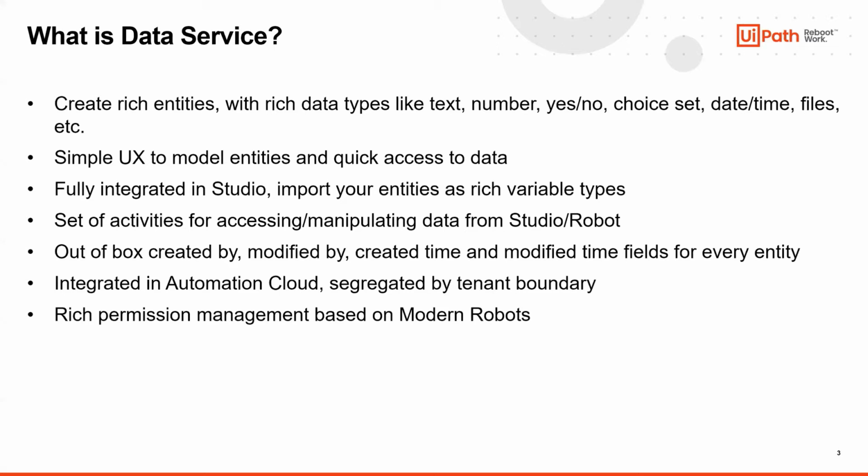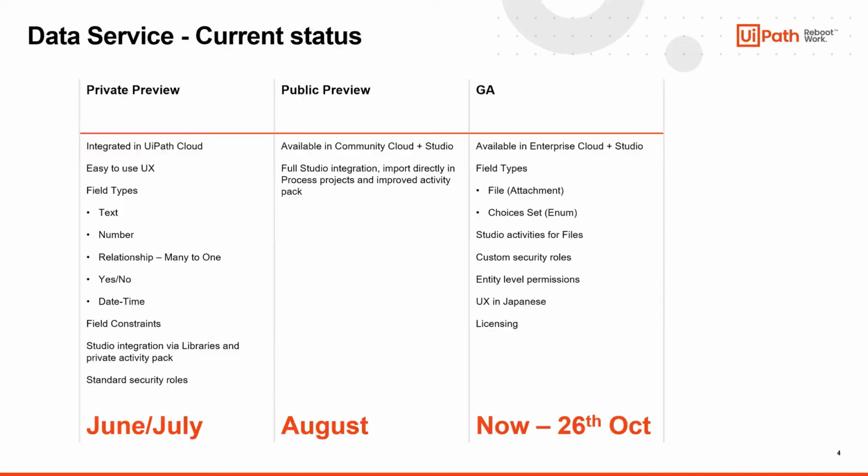So if customers are using enterprise cloud, they can create multiple tenants and create multiple data service instances for each tenant. And now they can segregate their data if they need to. And the entire permission management for robots is based on modern robots. So there's no need for any kinds of URLs or usernames, passwords inside the robot. Once a robot is connected, it works seamlessly with data service. Most of these things we have talked about before as well.